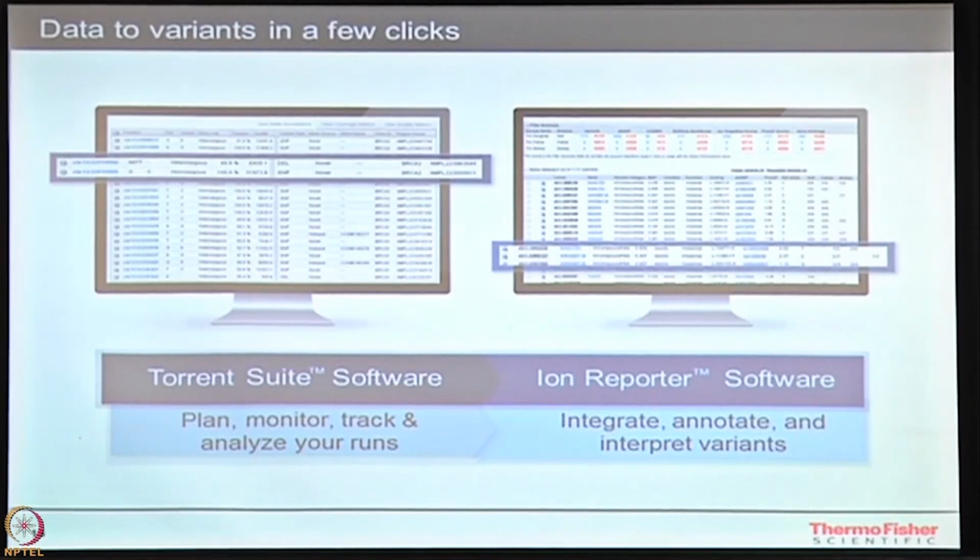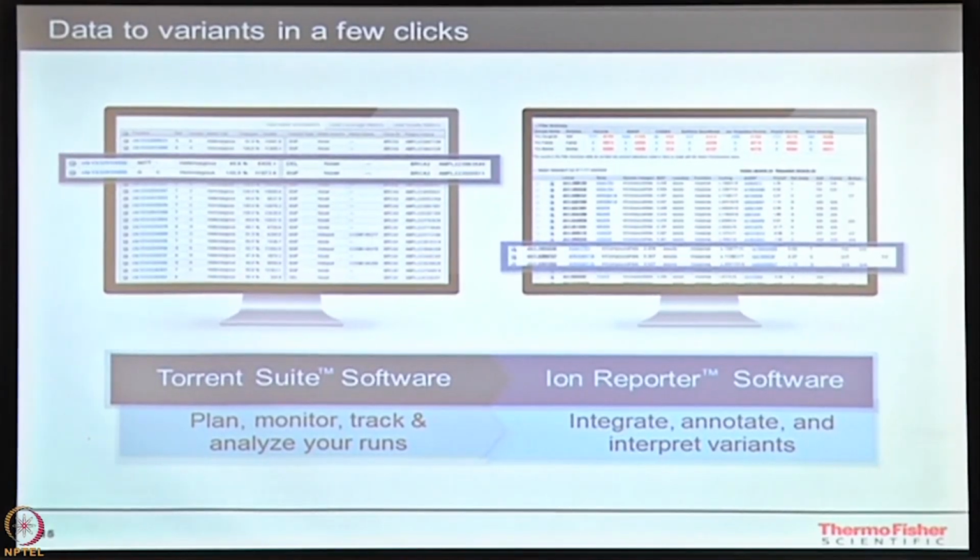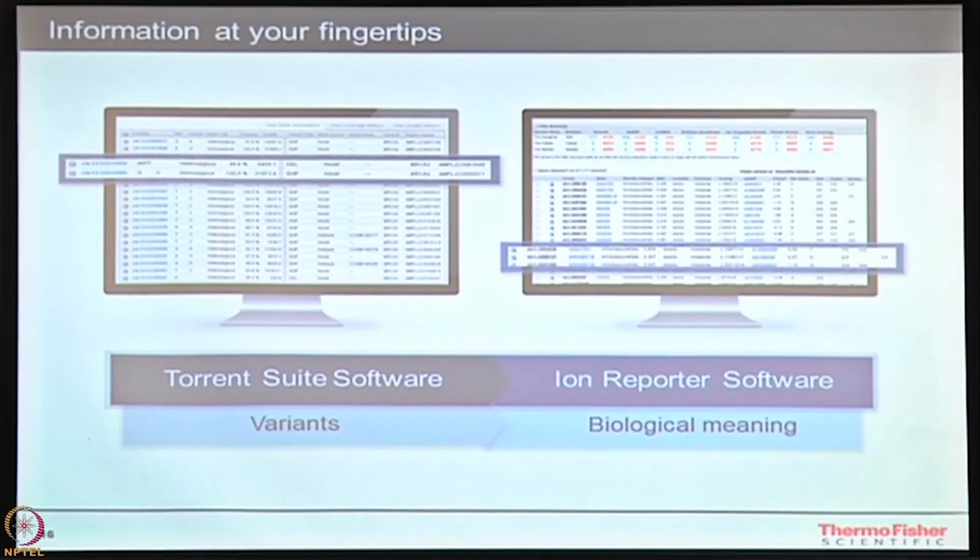So you'll have more information to read about, where you'll understand whether your variants are really important or not, whether you want to keep it, whether you want to utilize it, or you want to filter them out. Okay. So this tool is of a lot of help over here. The same thing that I was talking about: you have got variants from Torrent Suite software, from Torrent Variant Caller, and then you are bringing it to a biological meaning where you can understand what the variant does in your samples.